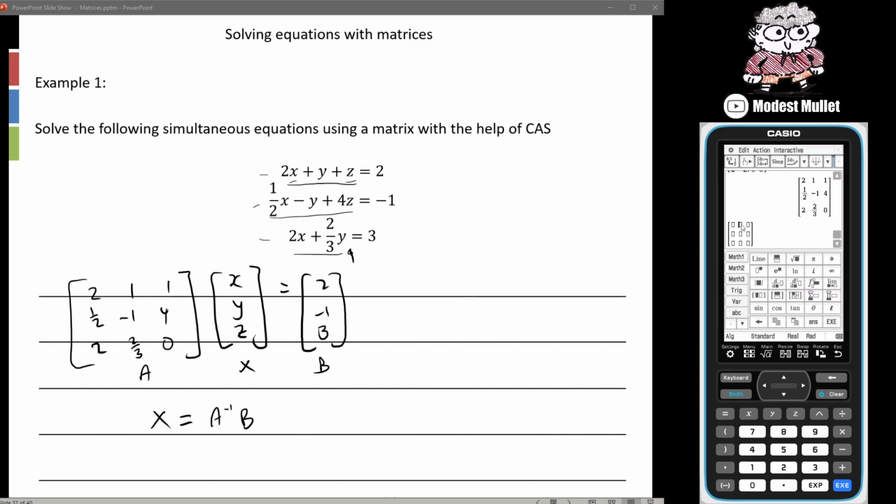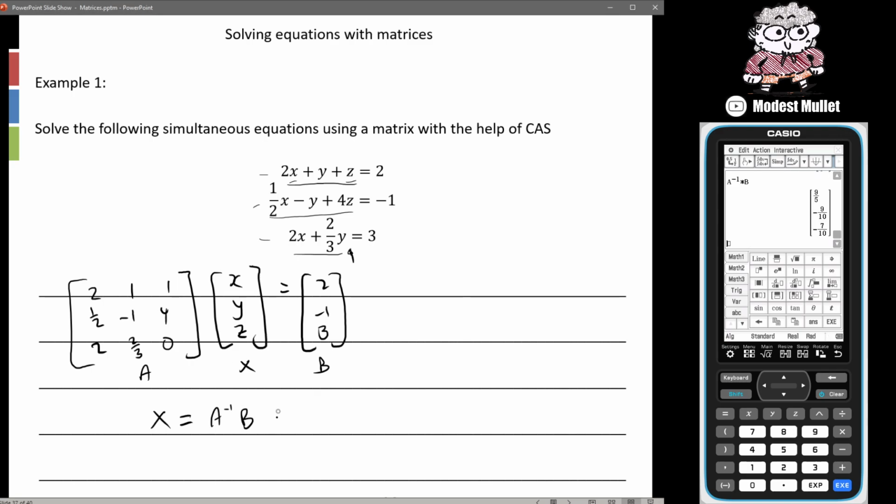I need to store B. So press it twice, and then I just need to highlight those two columns and hit delete. I get 2, negative 1, 3. I want to store that matrix as B. So I've got A and B stored, and my answer X will be equal to the inverse of A times by B. So I can just do A to the power of negative 1, multiply all of that by matrix B.